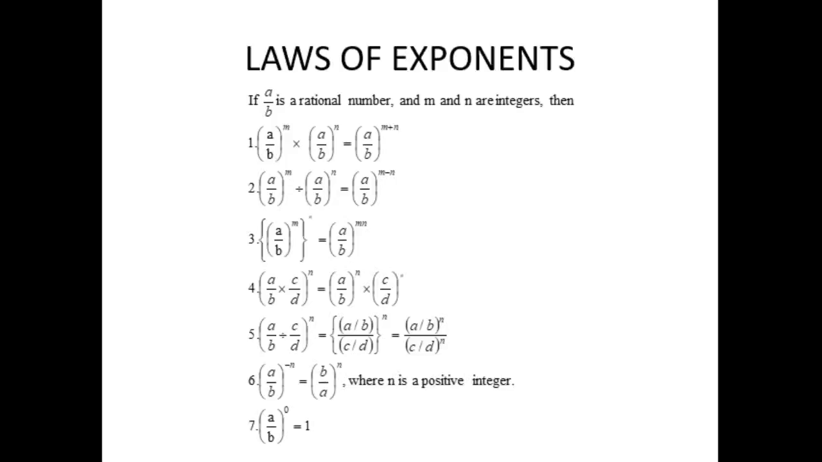Now the fifth one, a upon b divided by c upon d, raised to the power n. Again the bases are different and the power is the same.